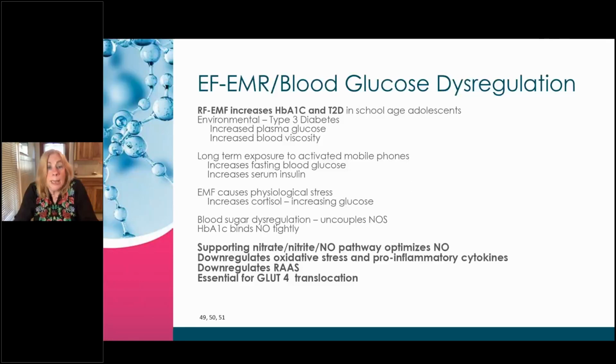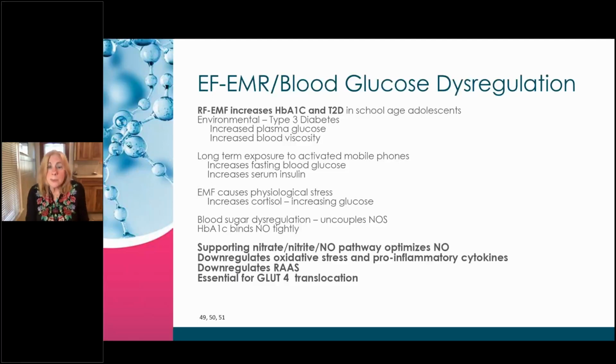So EMF increases hemoglobin A1C in type 2 diabetes and school-age adolescents. It's called environmental type 3 diabetes. You've got increased plasma glucose, increased blood viscosity. So this is going to be a big challenge for us with all these shots, increasing the blood viscosity in these kids. We've got to take care of them.